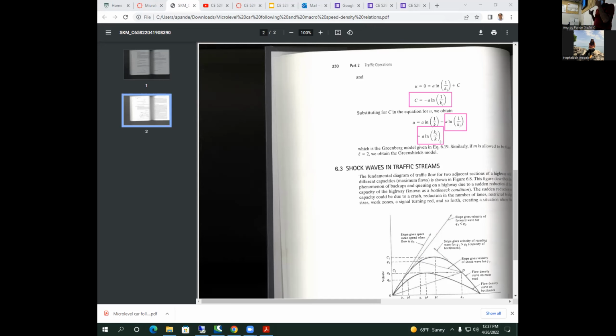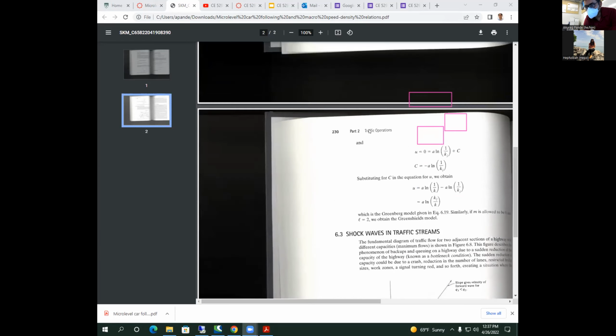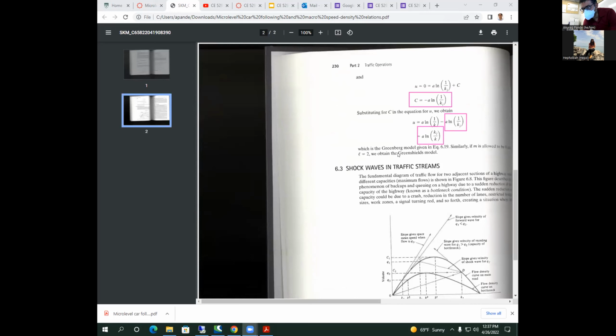And so this is how you derive. And then if you do like what we did for the homework problem, let's say, if you go back here, it says right here, the Greenberg's model, if M is allowed to be 0 and L equal to 2, we obtain the Green-Shields model. So if L equals 2 and M is 0, you get the Green-Shields model.